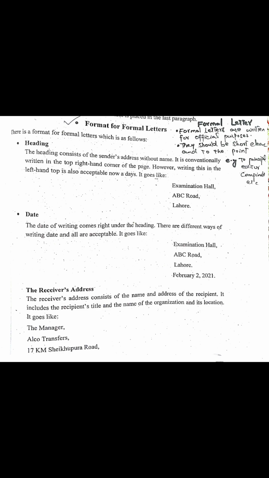The third one is the receiver's address. The receiver's address consists of the name and address of the recipient. It includes the recipient's title and the name of the organization and its location. At first part, in heading we wrote address of sender, and at third we have to write address of recipient. Who is receiving the letter, we have to write location of him. It goes like the manager Alco transferred 17 kilometers Shekhupura Road, Lahore. Here we have written the title, name of organization and its location.